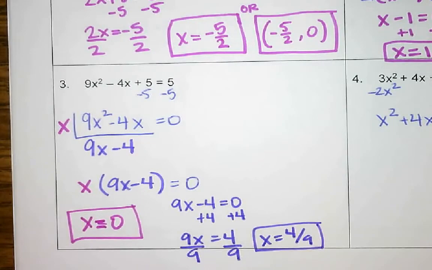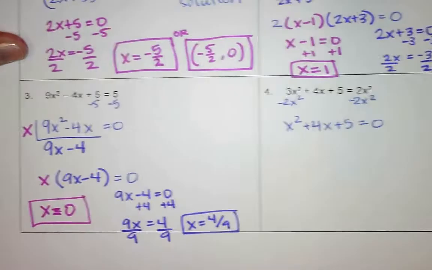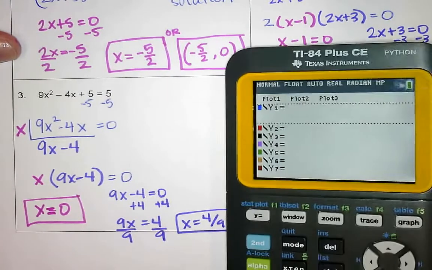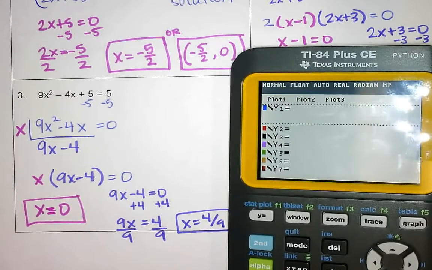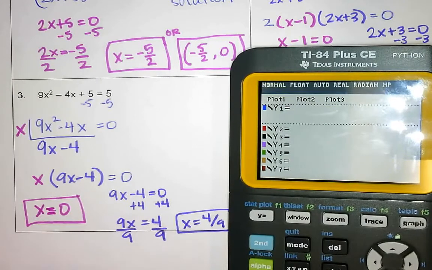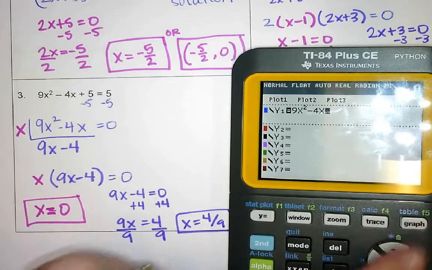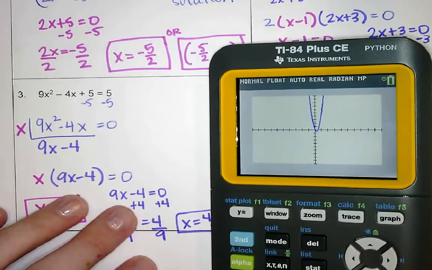And you want to check yourself. Now 4/9 is like a 0.44444 repeating. But I still want to take a look here. So I'm going to say 9x squared minus 4x. Now this is a little bit harder to see, so I'm going to zoom in a smidge. So guys, you see how it goes right through 0, 0 and kind of like 0.444. So it makes sense. It's that positive 4/9, okay?